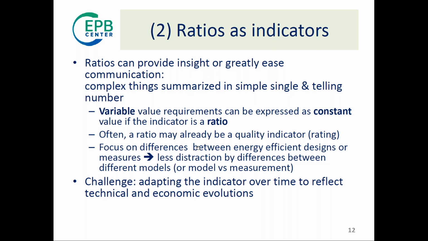Often with a ratio, you do not only have an indicator, but already immediately a quality indicator. So you can directly use it for the rating. And another advantage of using a ratio is that you focus on differences between energy efficient designs or measures. So you are less distracted by differences between different models for the calculation or differences between the model or measurements. Well, a challenge is that the indicator needs to be adapted over time to reflect technical and economic evolutions.